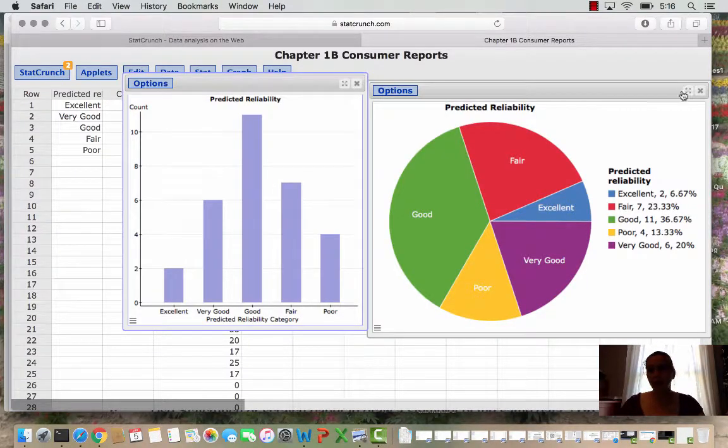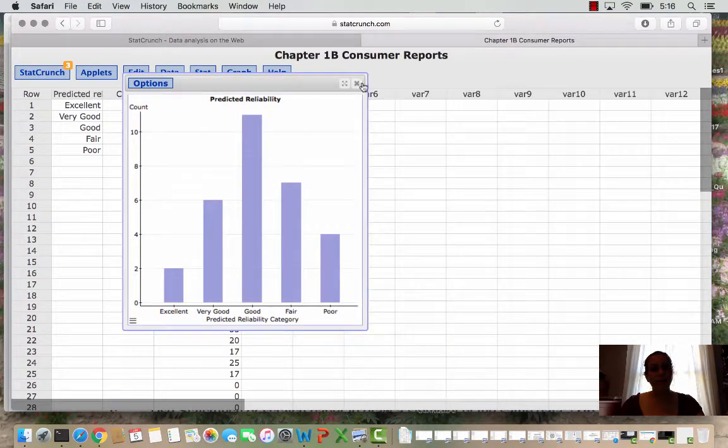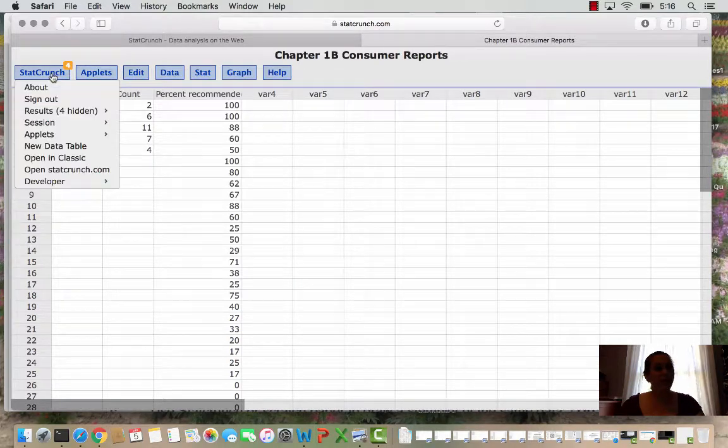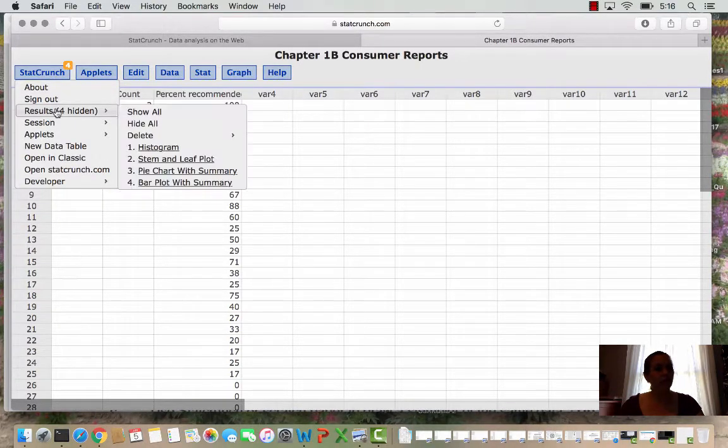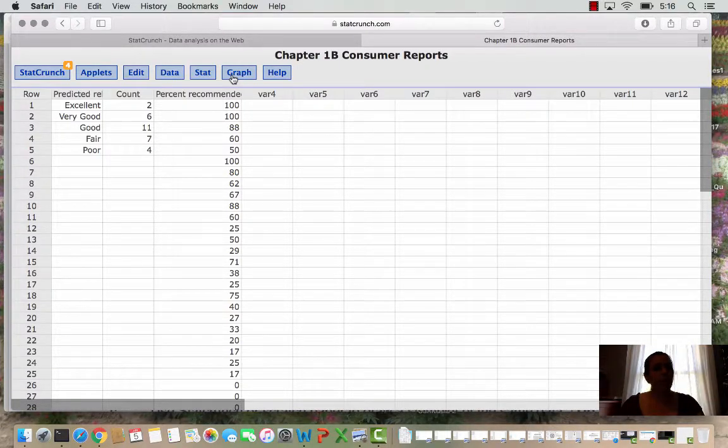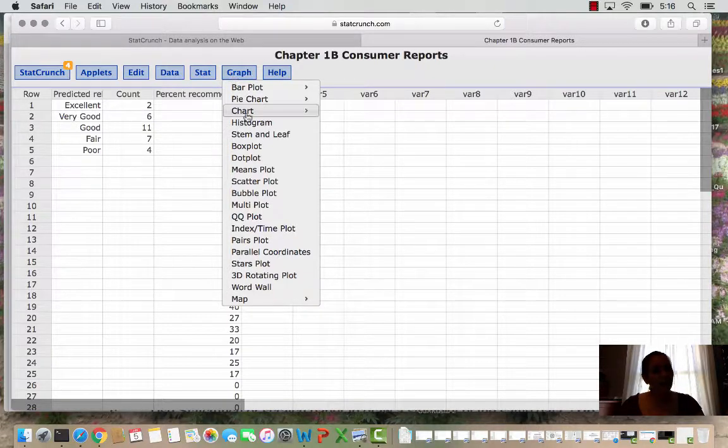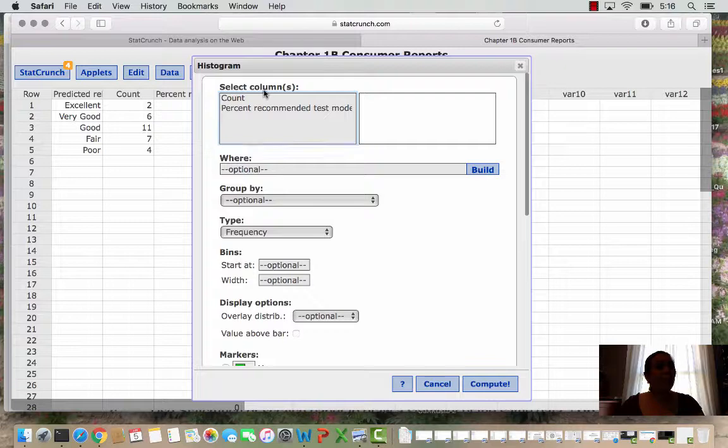So if we head over to StatCrunch, you can exit out of your graphs, and your results are always saved up here under StatCrunch results. When you exit out, you just click on pie chart or bar plot again, and your graph comes right back. So now I'm going to go to graph, and I'm going to come down to histogram, which is the kind of graph we use for quantitative data. And notice the only columns here that I can choose from are the ones with numbers. The predicted reliability categories over here are not an option for me.